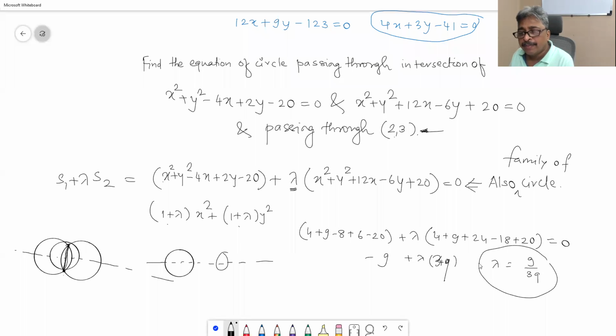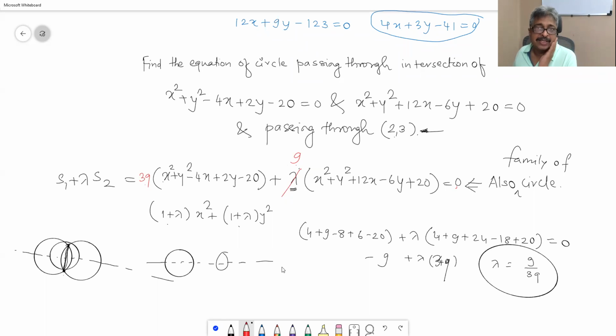Are you getting this value of lambda? Yes, sir. 9 upon 39. So that is not bad. The easy way to go about it is to write 9 here and 39 here, because if you multiply throughout by 39, the RHS is 0. Therefore, 39 here and 9 here will give you the required equation of the circle.